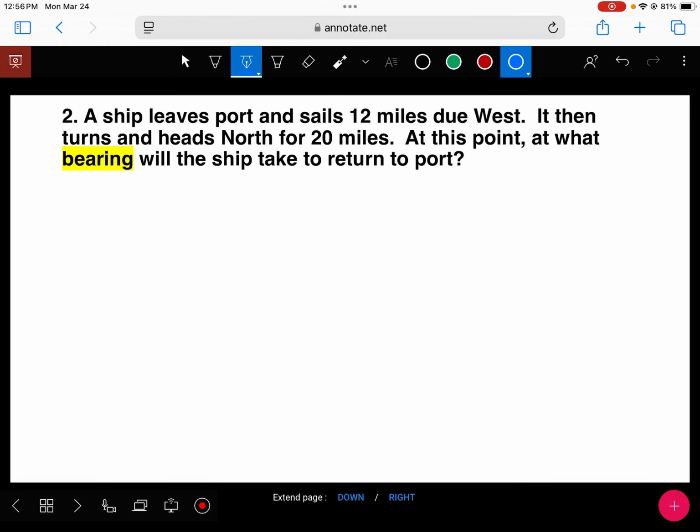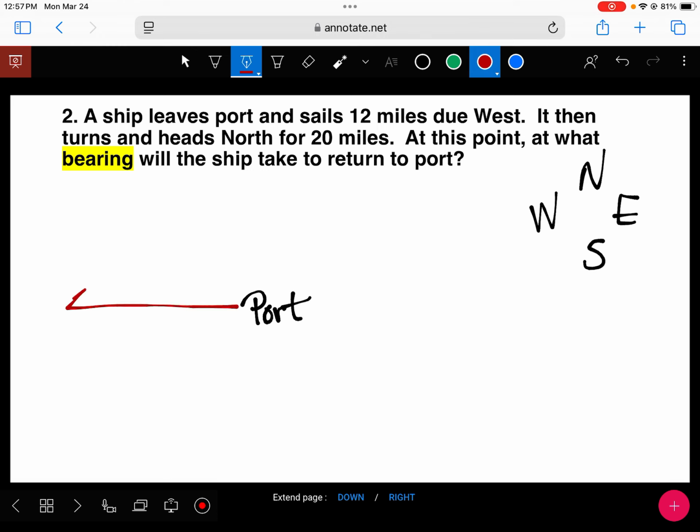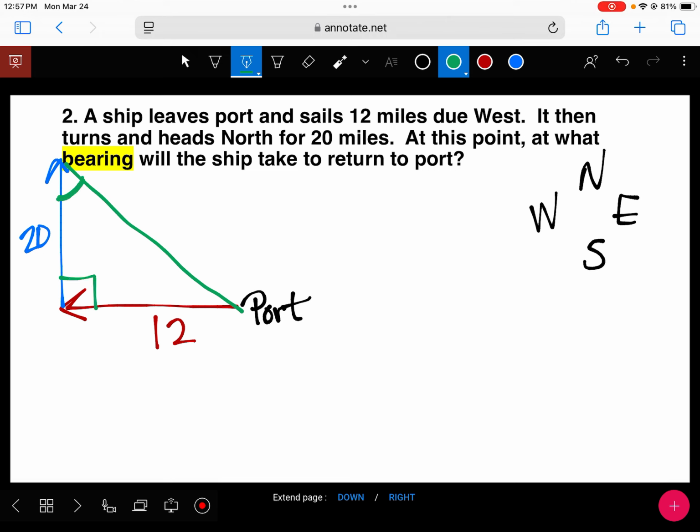So we have a ship. A ship leaves the port and it goes 12 miles to the west. So here's our port. So leaving the port, it went 12 miles to the west. And then it turned and goes north for 20 miles. So notice that right now where we are, when it heads back, this would be my bearing right here. Go ahead and find your bearing.